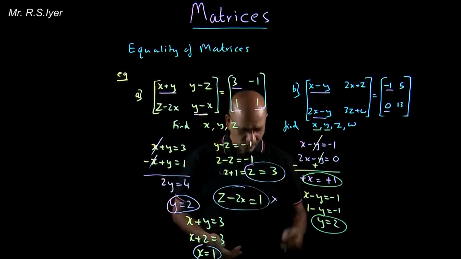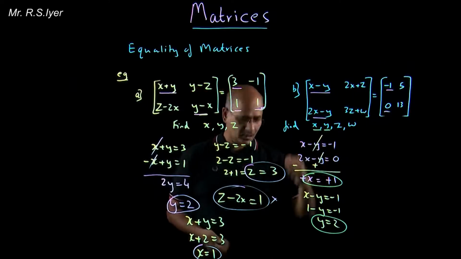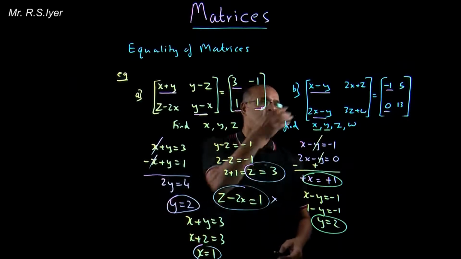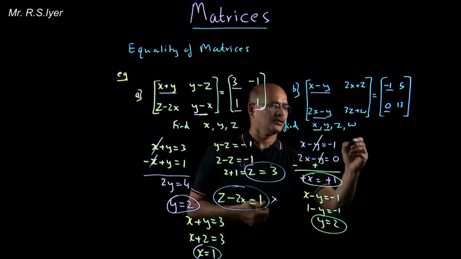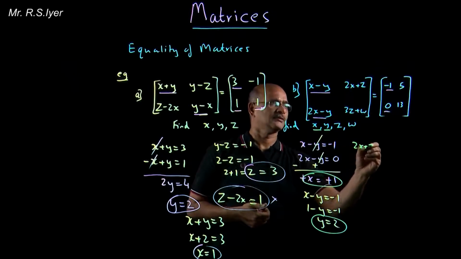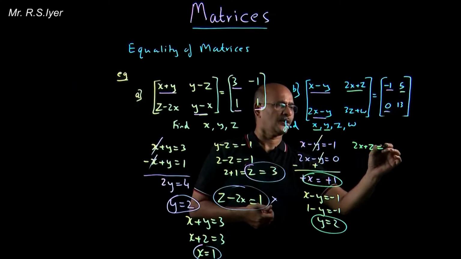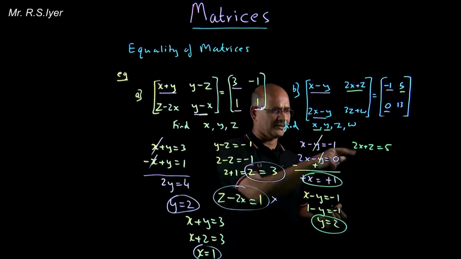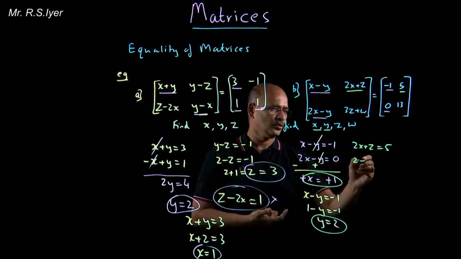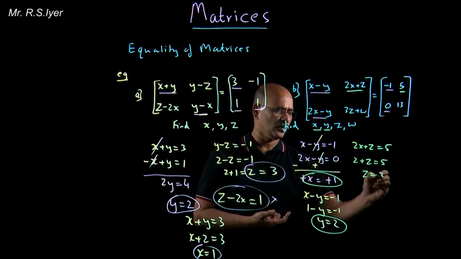Now I have to focus on z and w. Now once you finish z and w, look at the second element, I can say. You can say second element here, look at this, 2x plus z is equal to, this will correspond to this, is equal to 5. Now I don't have to work more because x value is 1. So substitute that x as 1. So 2 ones are 2. 2 plus z is equal to 5. So z is equal to 3.